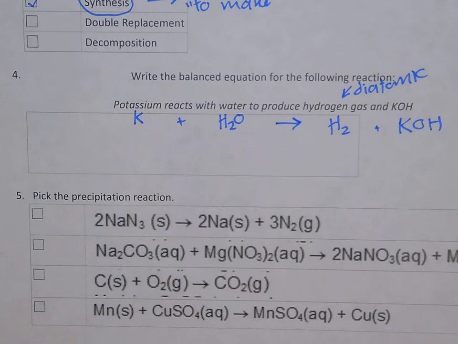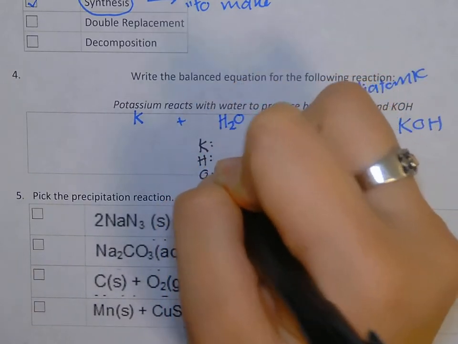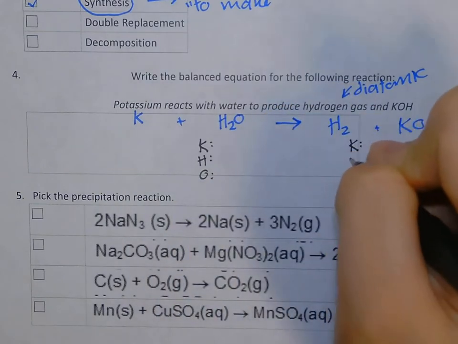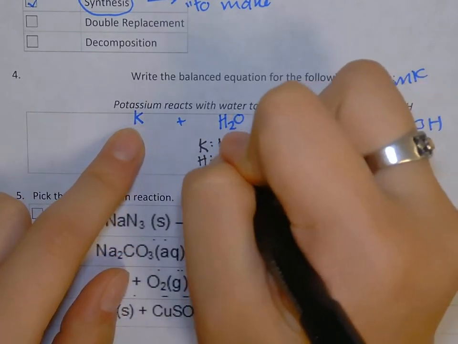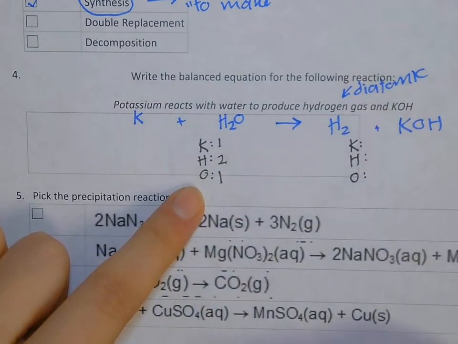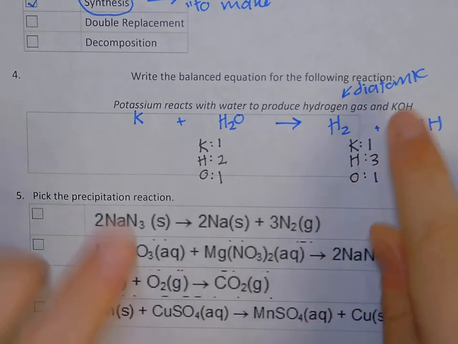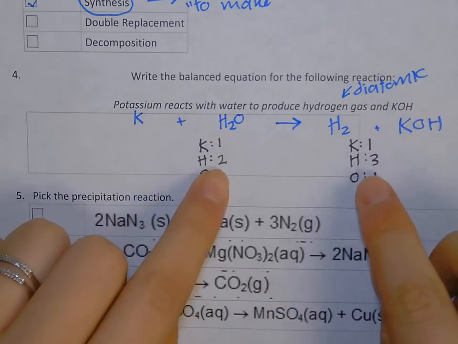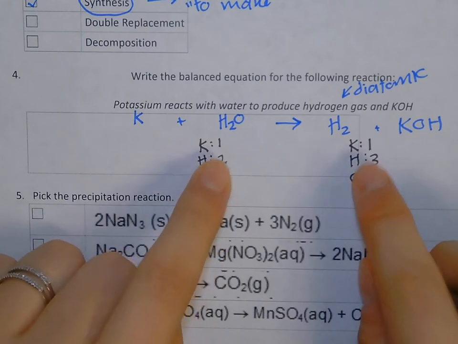So now I have to make sure that this is balanced. So I have potassium, hydrogen, and oxygen on my reactant side, and I have potassium, hydrogen, and oxygen on my product side. So I have 1 potassium atom, 2 hydrogen atoms, 1 oxygen atom. I have 1 potassium atom, 3 hydrogen atoms, and 1 oxygen atom. So now I have to go in and try to balance things out. Potassiums match, hydrogens do not, and oxygens match. So let's start trying to balance out hydrogen.